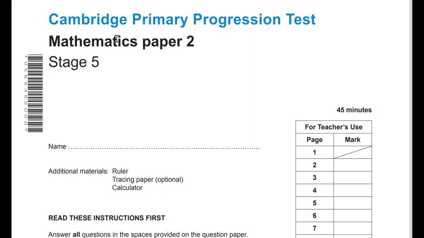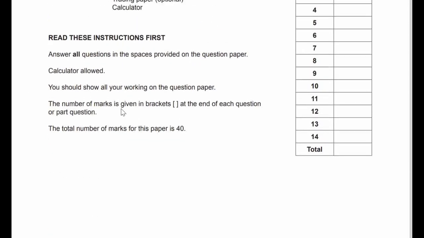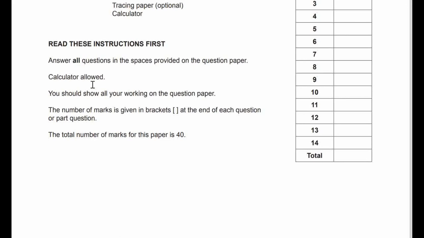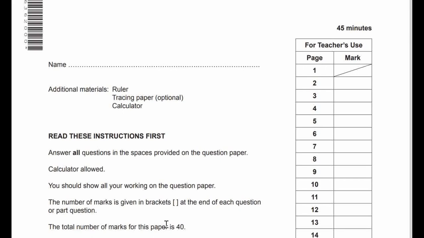So here is the full page of the Cambridge Primary Progression Test Mathematics Paper 2 Stage 5. You may take a screenshot if you like and save it on your computer or print it out while doing this quiz. So this is the first page. This is from 2018. For this paper, a calculator is allowed. For paper 2 only, the total mark is 40. You may bring a ruler and tracing paper on the day of the exam.